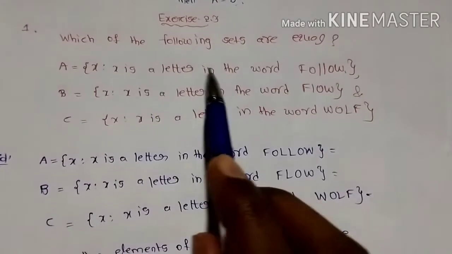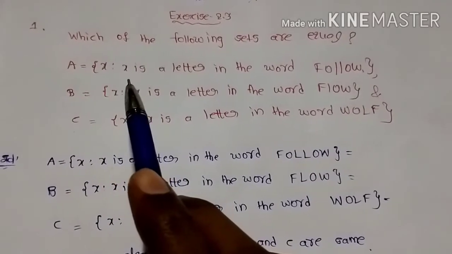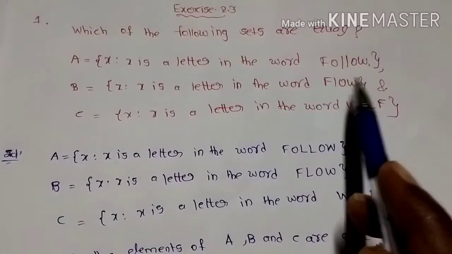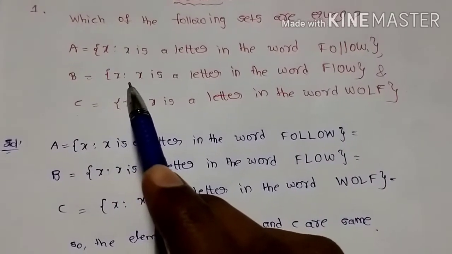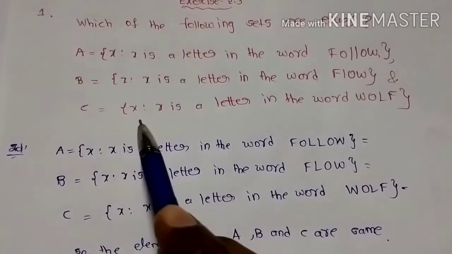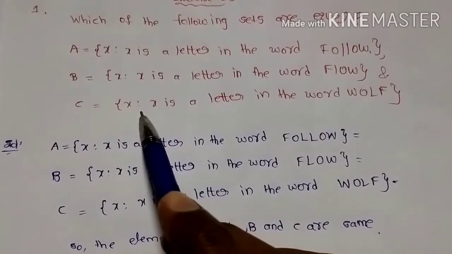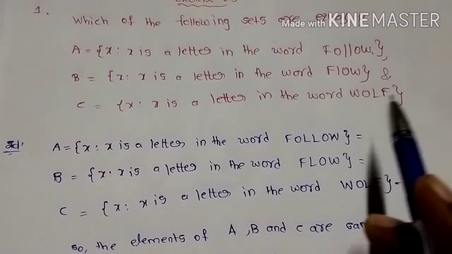Exercise 2.3. Which of the following sets are equal? A is equal to the set of all x such that x is a letter in the word follow. B is equal to the set of all x such that x is a letter in the word flow. C is equal to the set of all x such that x is a letter in the word wolf.